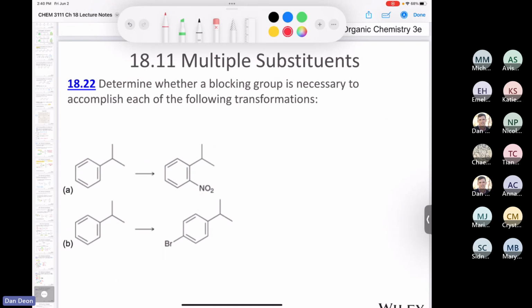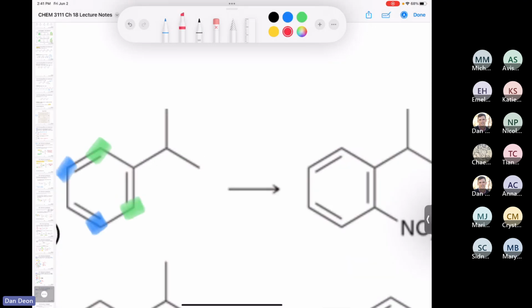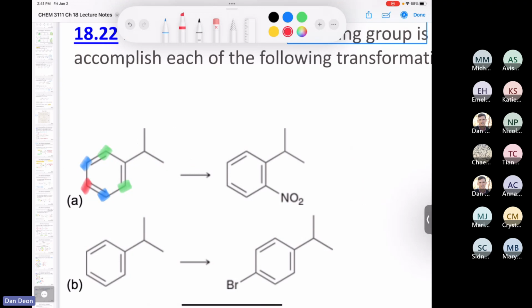All right, let's see here. Determine whether you would need a blocking group. All right, remember the blocking group, okay, remember it's a sulfonic acid, right, that you install with fuming concentrated sulfuric acid. So for the first one, if you try to do a nitration on cumene, on this molecule, if I highlight this position in green, this position in blue, and this position in red, where would the nitro go if I just treated this molecule with nitric acid and sulfuric acid? Where would it go? Would it go with the green carbon? No, it's going to go in the para position, right, based on sterics. And so we need a blocking group.